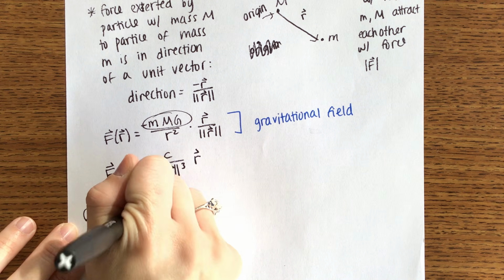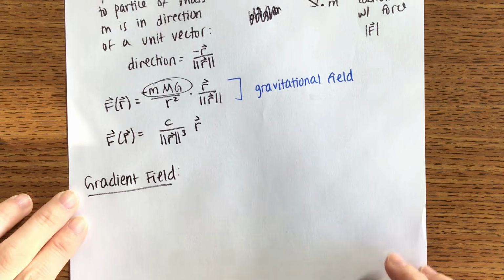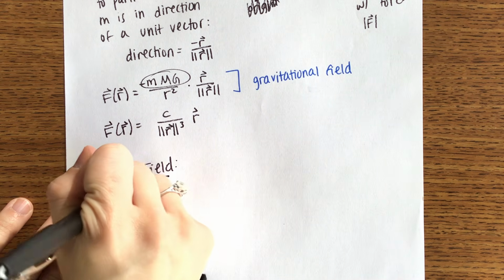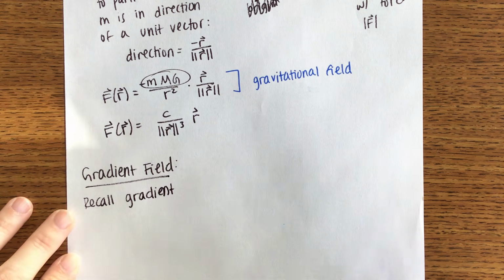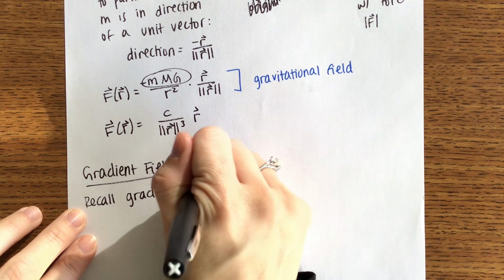Next thing I want to talk about is what's called a gradient field. Hopefully we can recall the gradient. Do you remember what the symbol for a gradient is? Upside down triangle or delta.